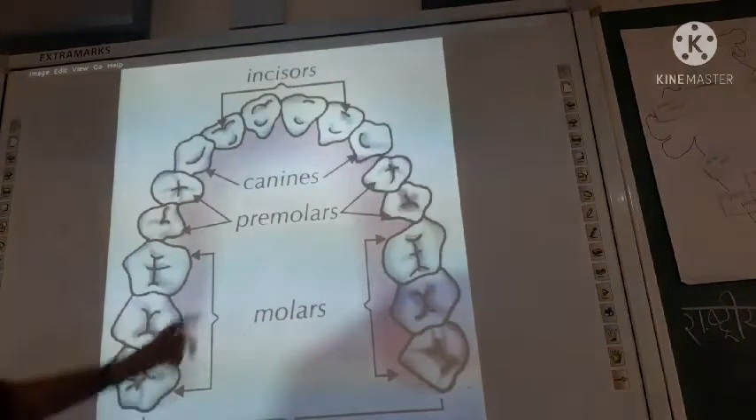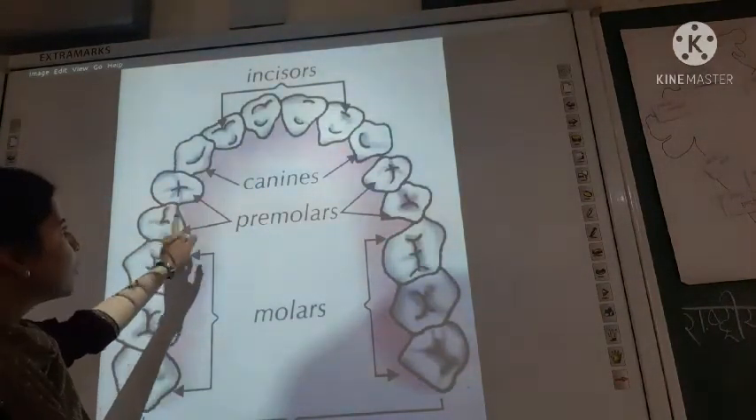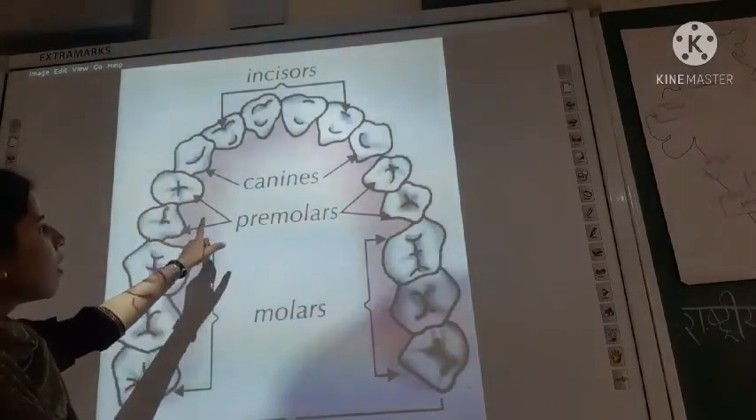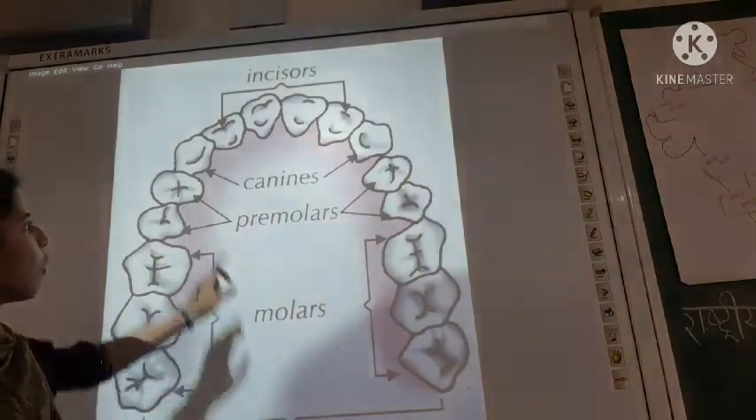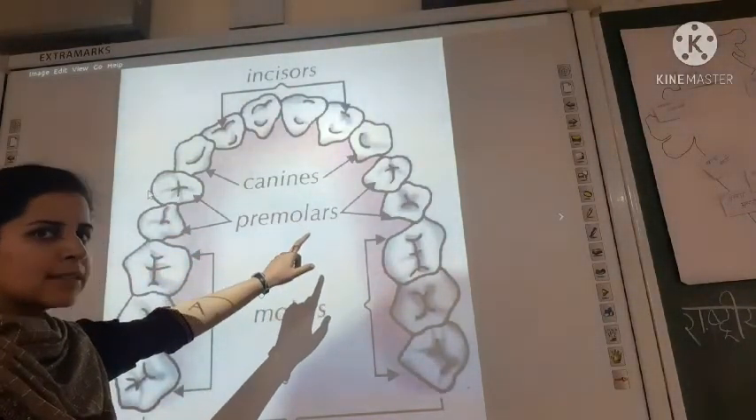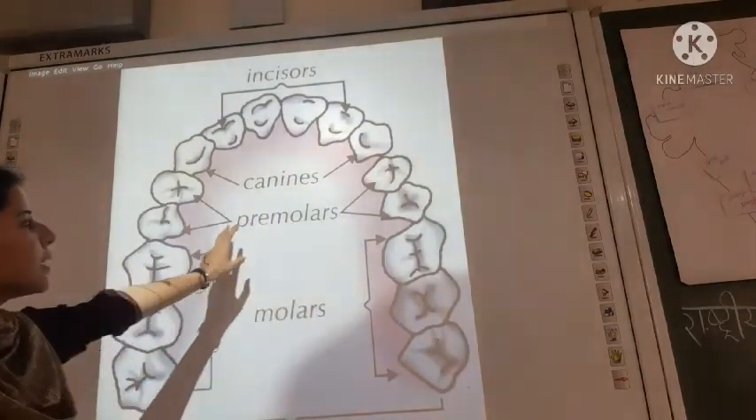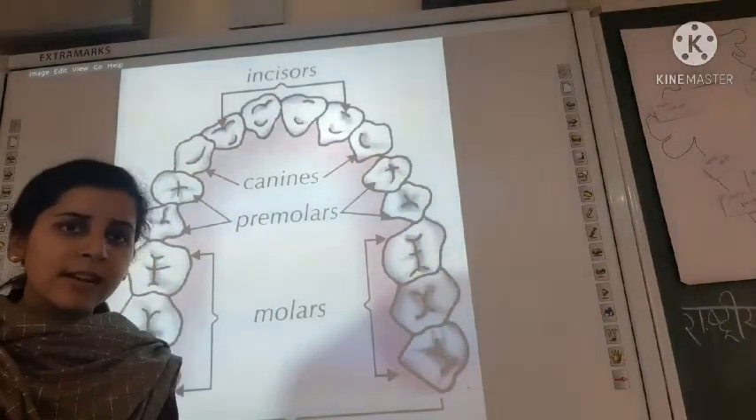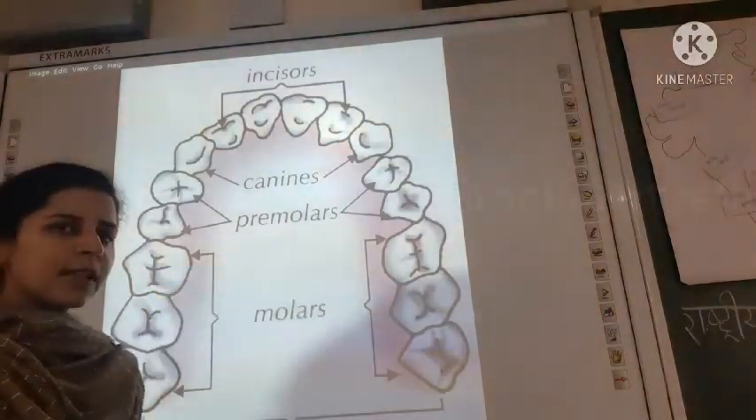Next one is premolars. There are 4 premolars in each jaw: 4 in the upper jaw and similarly 4 in the lower jaw, which makes 8 premolars in our mouth, right? They are broad and flat. They help us to crack and crush the food like nuts. That's why premolars are also called cracking teeth.